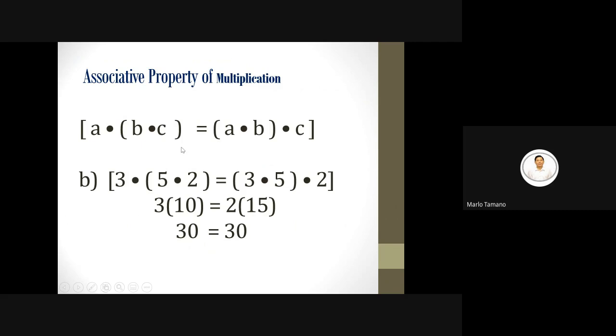So multiply the 2 and 5 inside of the parentheses. So that is 5 times 2 is 10 times 3 is 30. Sa right naman po, 3 times 5 is 15 times 2, that is 30. So equal po sila, no?